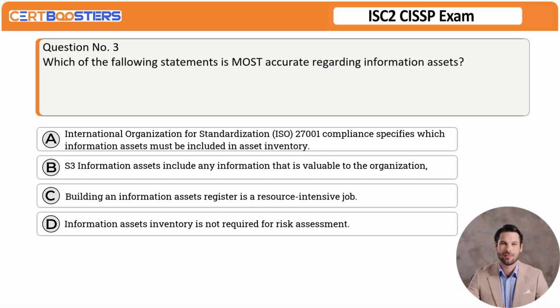Question number 3. Which of the following statements is most accurate regarding information assets? A. International Organization for Standardization, ISO 27001 compliance, specifies which information assets must be included in asset inventory. B. S3 information assets include any information that is valuable to the organization. C. Building an information assets register is a resource-intensive job. D. Information assets inventory is not required for risk assessment.